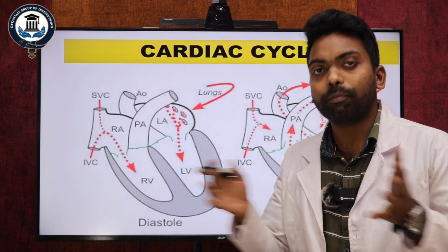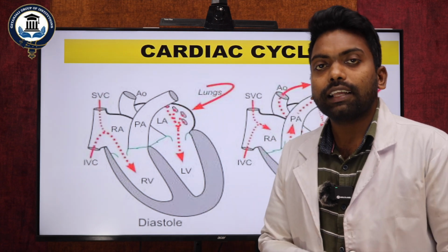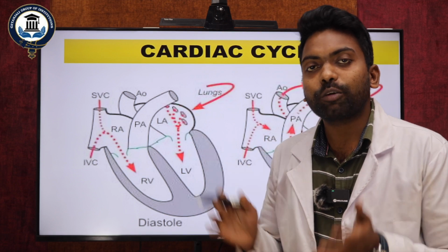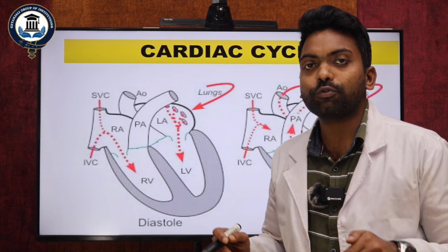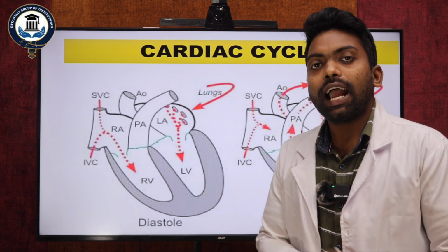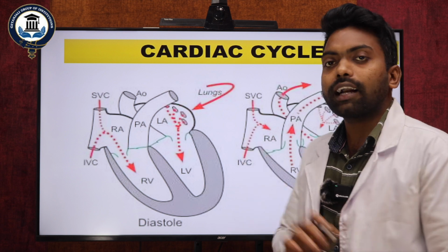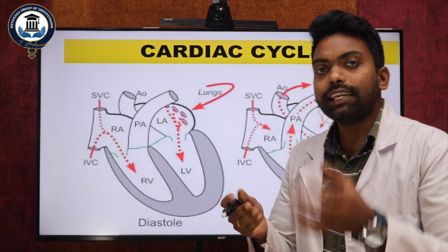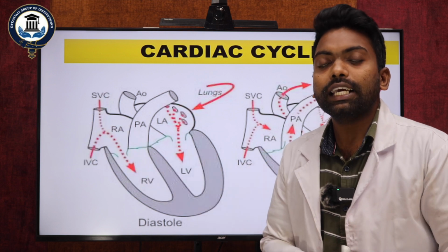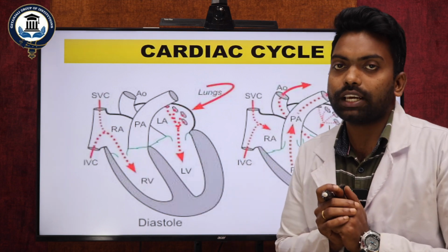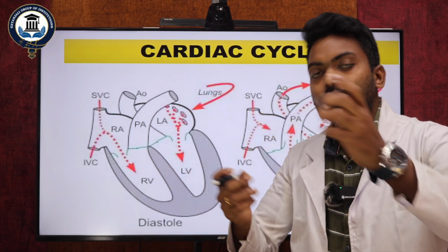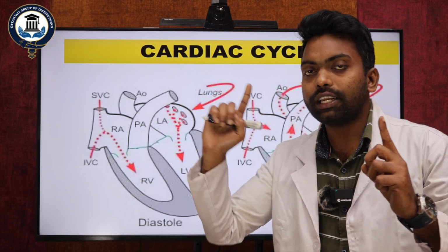As I discussed in the previous classes, I discussed the external features of the heart and the blood pressure. If you want to see those videos, you can check the description. Here, the cardiac cycle is nothing but events happening in sequence. There are two kinds of events here: the first one is systole and the second one is diastole.